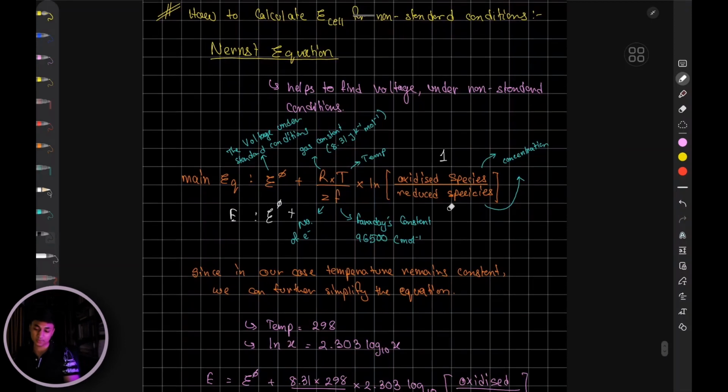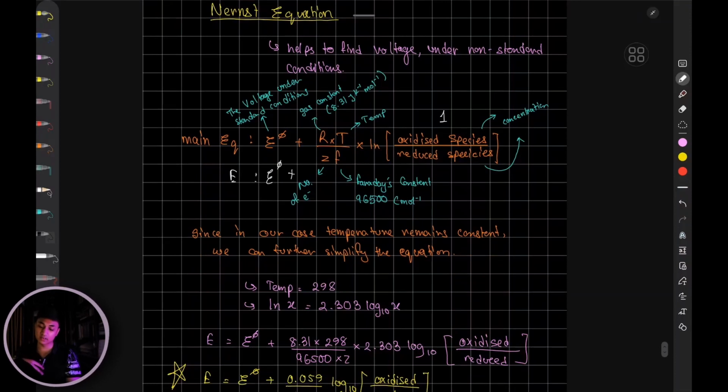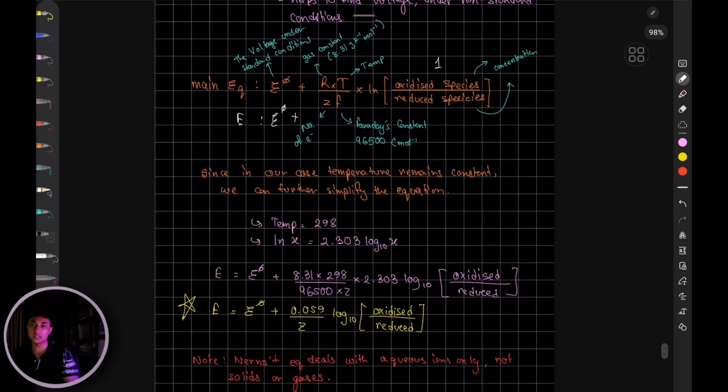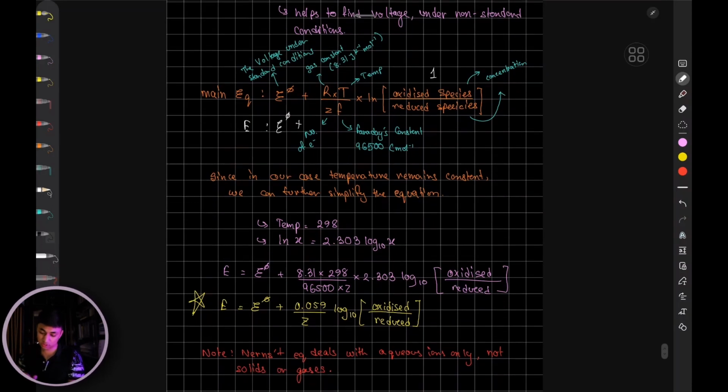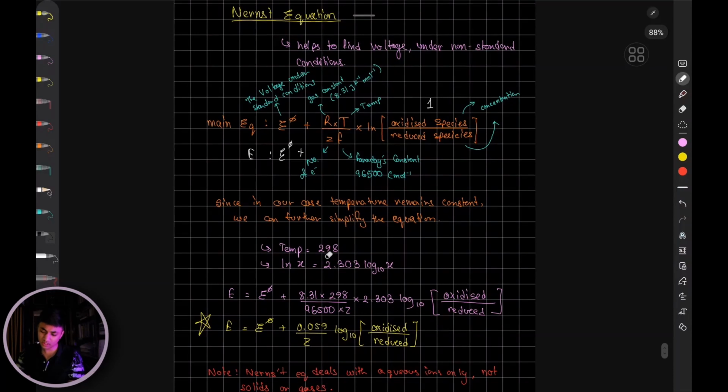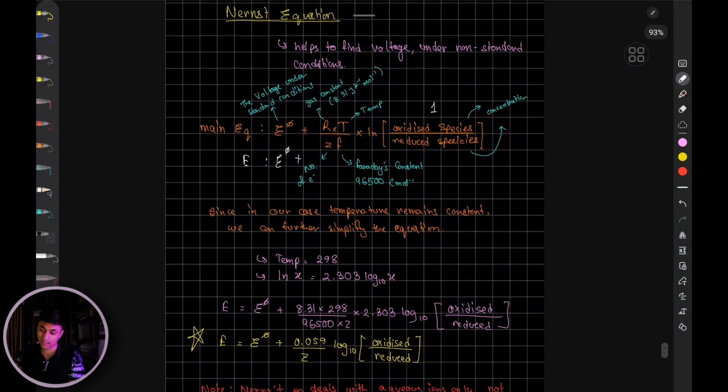So the only variable over here is going to be the concentration, right? So the rest of the things you can multiply and divide to get a more simplified equation, right? Now, in our case, since we have a bunch of constants over here, that is R, temperature, Faraday's constant, we can further simplify all of this into a more neat equation. How do we do that? So first of all, we know temperature is a constant. And this ln function, you can actually change it into a log base 10 function. How do you do that?